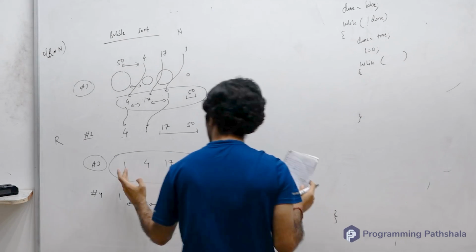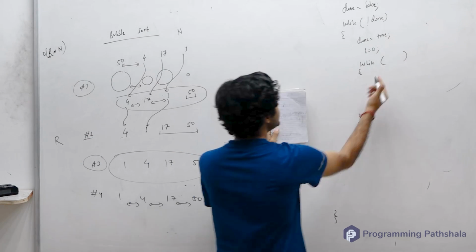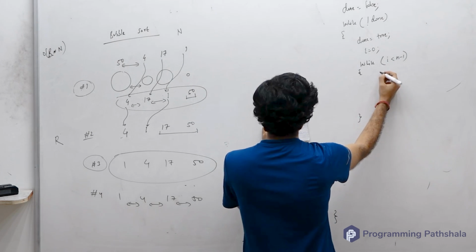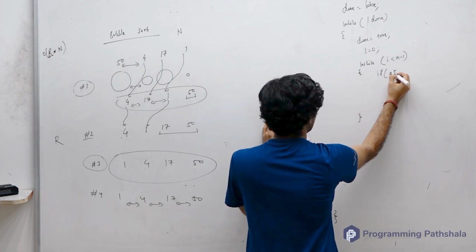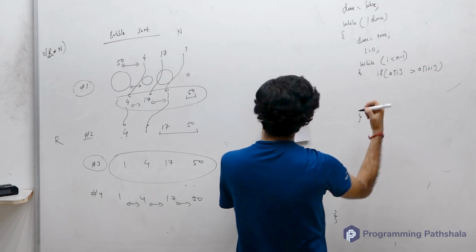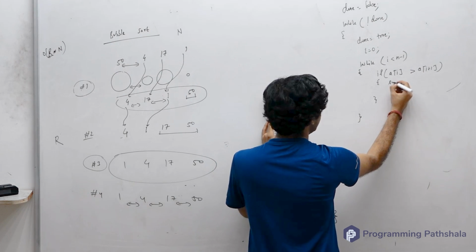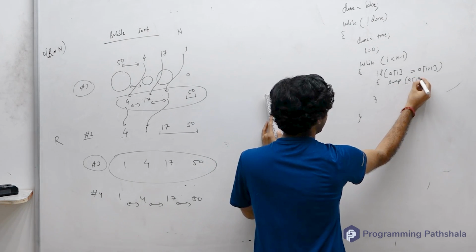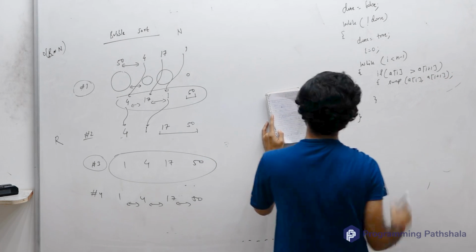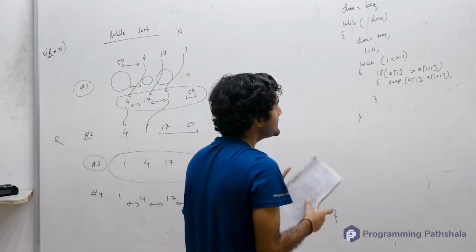Okay, so first you compare 0 with this, this with this, this with this. You don't compare n with n plus 1, right? So I can say that while my i is smaller than n minus 1, what will I do? I'll check if a of i happens to be greater than a of i plus 1. If this is the case, okay, then what will I do? I will perform a swap of a[i] and a[i+1].